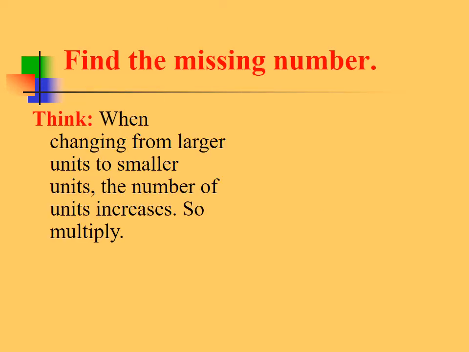Finding the missing number. Let's think. When we change from a larger unit to a smaller unit, the number of the units increases, so we multiply. 15 pounds equals blank ounces. Which is bigger, pounds or ounces? Pound is bigger, so we're going from a larger to a smaller. Ask ourselves, how many ounces is equal to 1 pound? And we will remember that 16 ounces is equal to 1 pound.